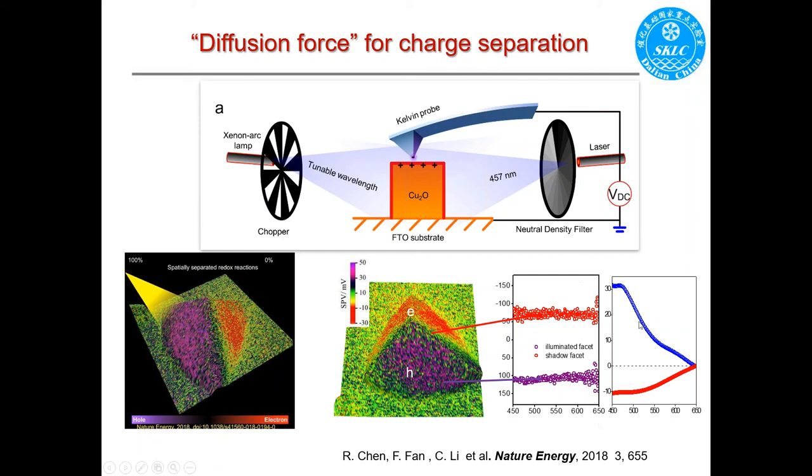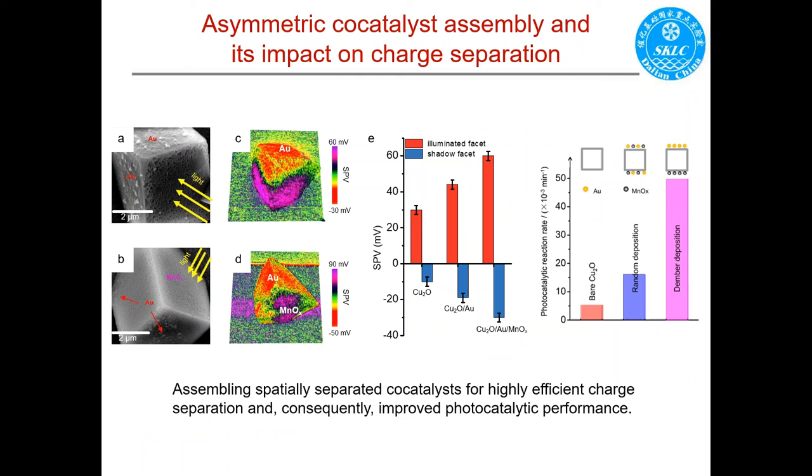This phenomenon is very interesting. It can help you to control the occurrence of chemical reactions. We use this method to selectively deposit gold through photoreduction on the shadow facet, and we deposit the magnetic oxide through photo-oxidation on the illuminated facet.